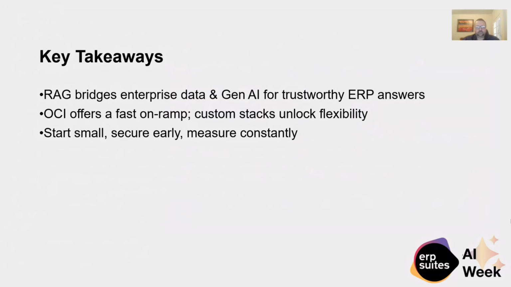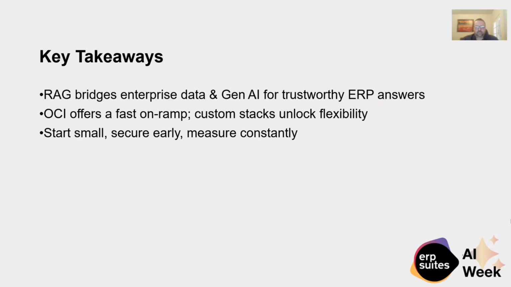Key takeaways from this: RAG bridges enterprise data and Gen AI for trustworthy results, trustworthy being the key word there. Do you trust the information that you're providing? Is it going out and accessing the public internet and going out to unknown websites, or is it going against your knowledge base, your single source of truth of information?